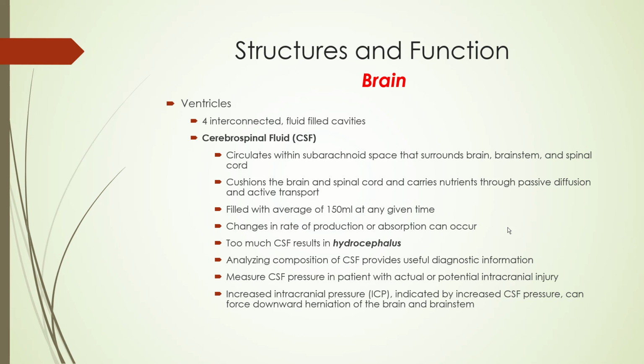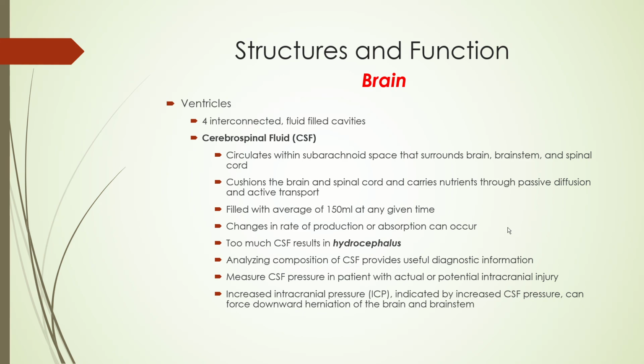The cerebral spinal fluid circulates within the subarachnoid space that surrounds the brain, brainstem, and spinal cord, cushions the brain and spinal cord, and carries nutrients through passive diffusion and active transport. There's supposed to be about 150 ml at any given time. So that fluid is supposed to be there.